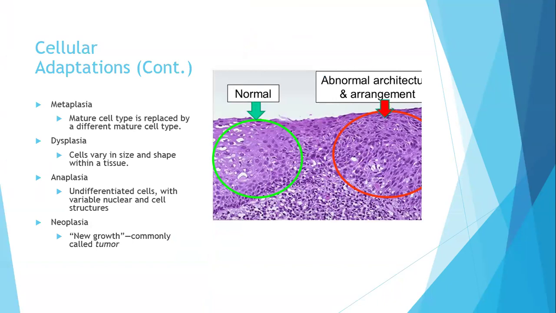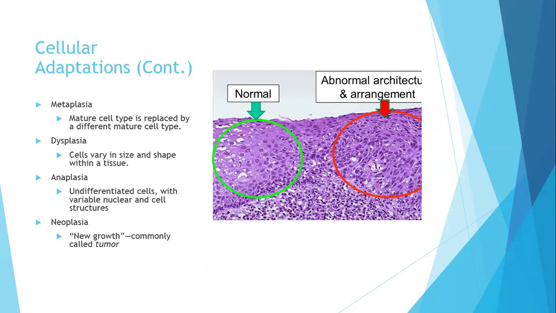Here's where it gets ugly. Metaplasia is where a mature cell type is replaced by a different mature cell type. An example of metaplasia is if you're a smoker or you are exposed to secondhand smoke, the epithelial cells in your respiratory system might change to a different type of cell to be more resistant to that smoke. So a mature cell type is replaced by a different mature cell type.